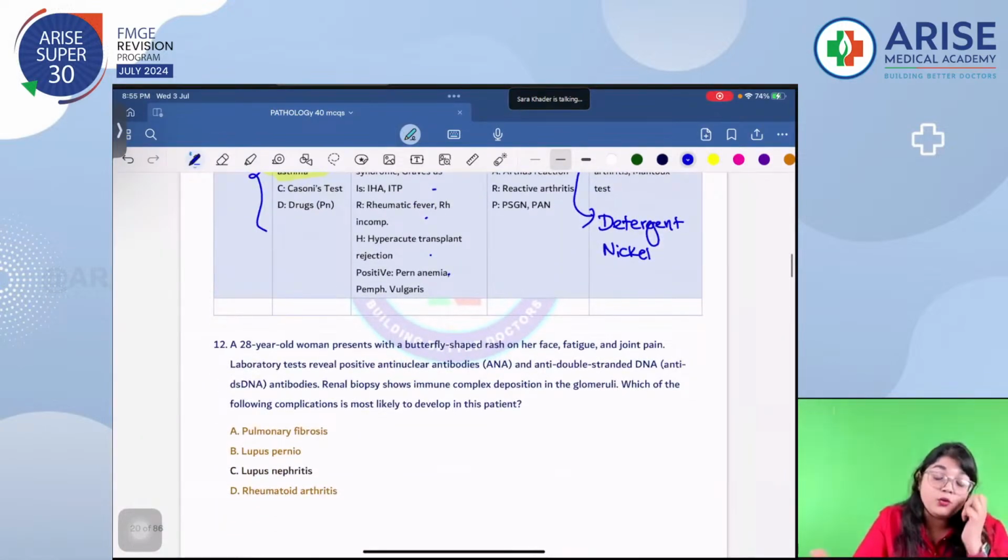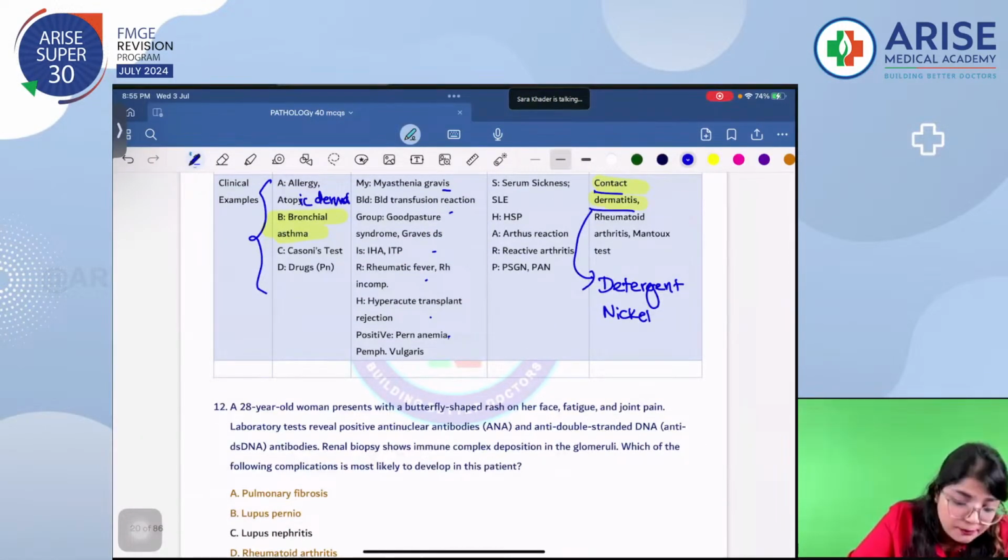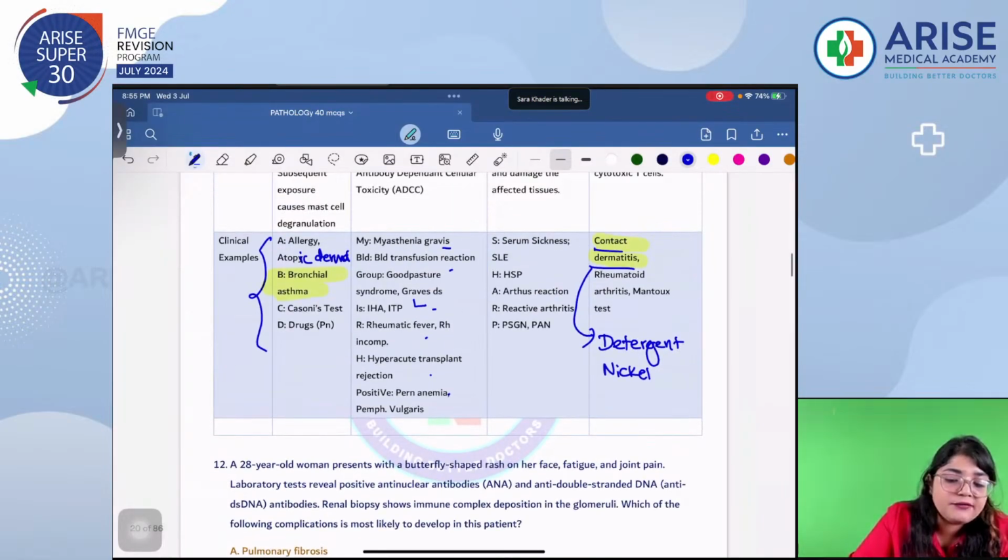Please go through them. Also remember your Graves' disease and myasthenia gravis. In the options, if they ask you, this is a type 5 hypersensitivity. Okay, if type 5 is given, choose type 5 rather than type 2.